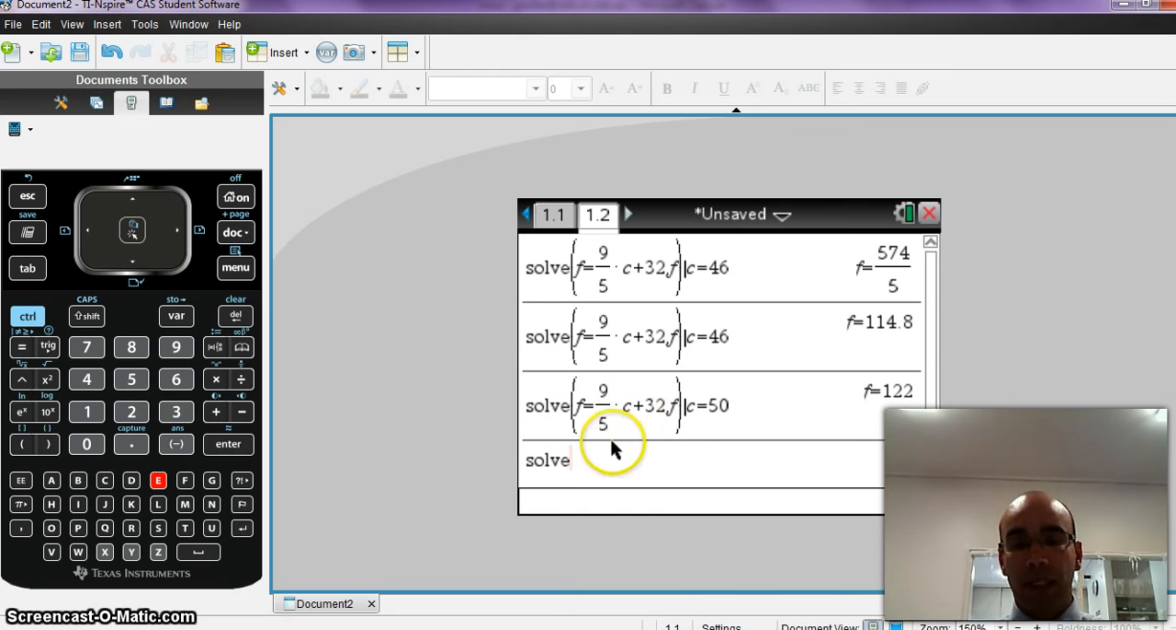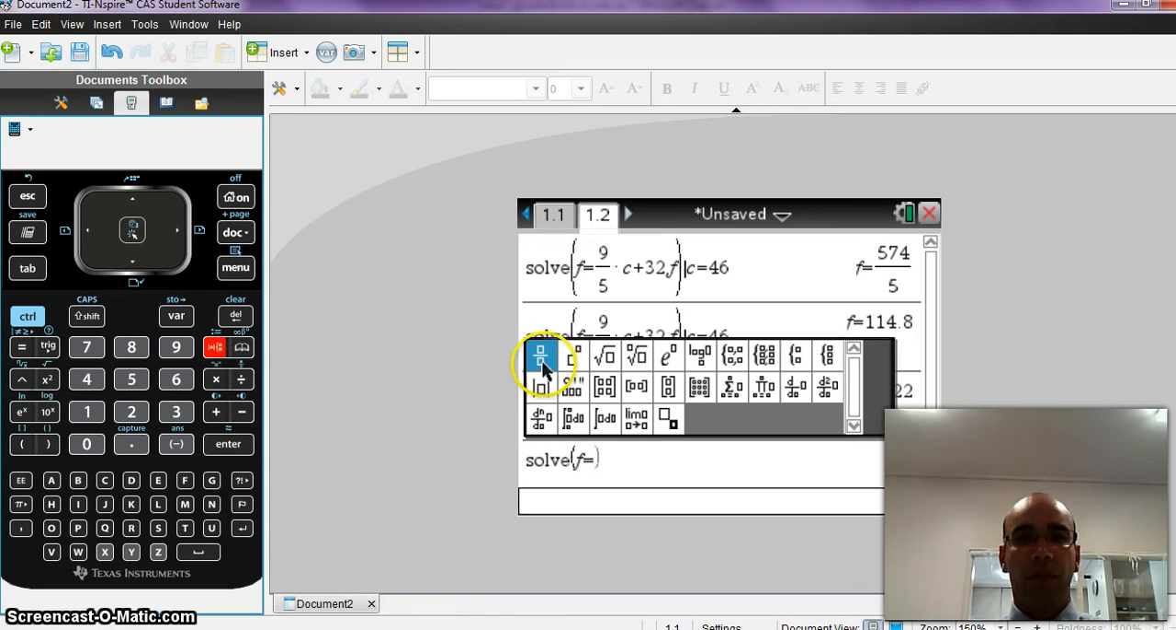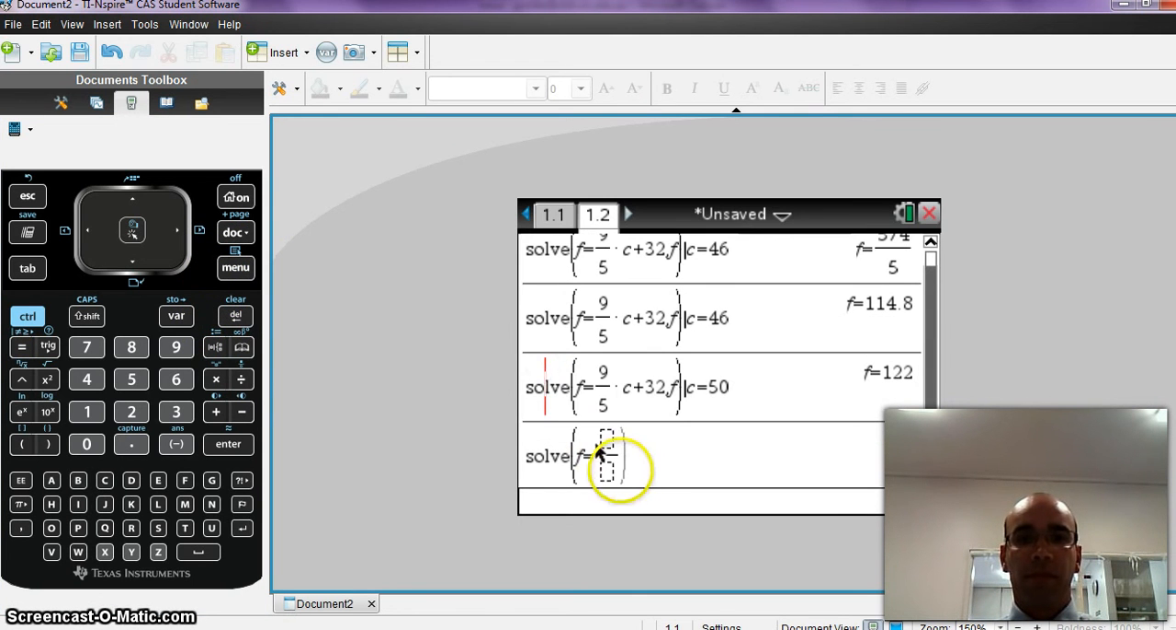So we want to make C the subject. So I'm going to retype the formula in the way it was given to us. I could copy this across, but I'll just retype it. F equals 9/5 multiplied by C plus 32. Okay.